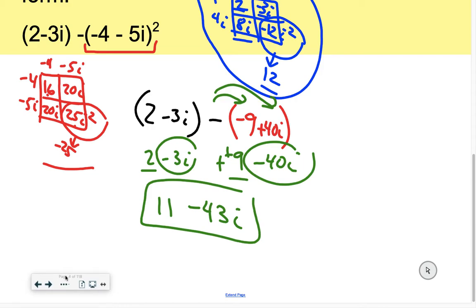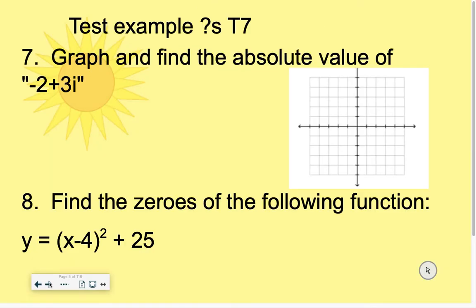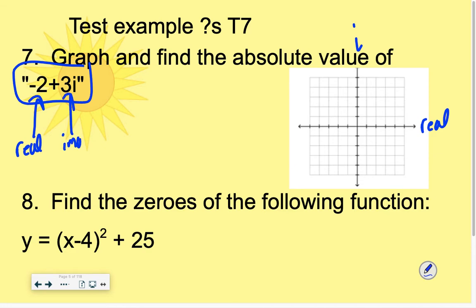Now, one more thing that we did in Target 7 yesterday, we graphed complex numbers. And this is really pretty simple. You're just going to graph the imaginary part on the y-axis and the real part on the x-axis. So negative 2 plus 3i has a real part of negative 2, and the imaginary part of the complex number is 3i.